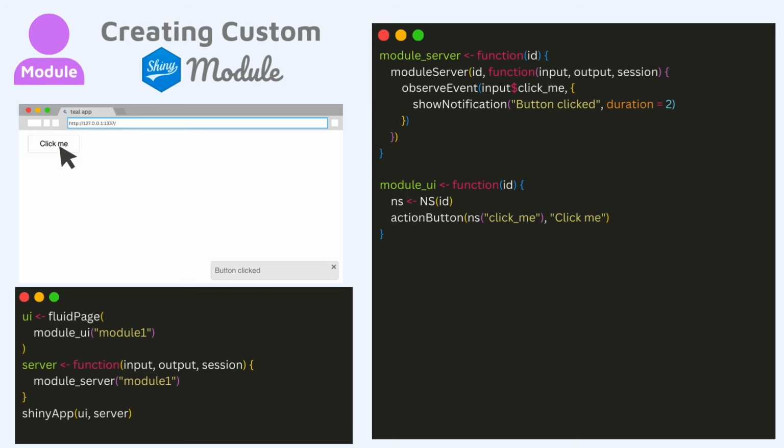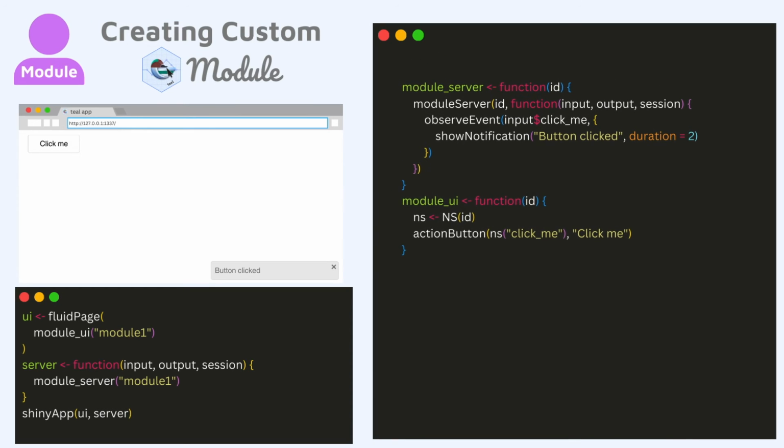notification when clicked. A Teal module can be created by simply passing this module's UI and server functions into the UI and server arguments of the module function from Teal. To make this easy to use, we return this from a function.